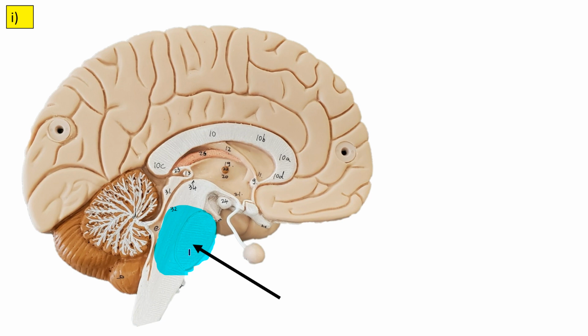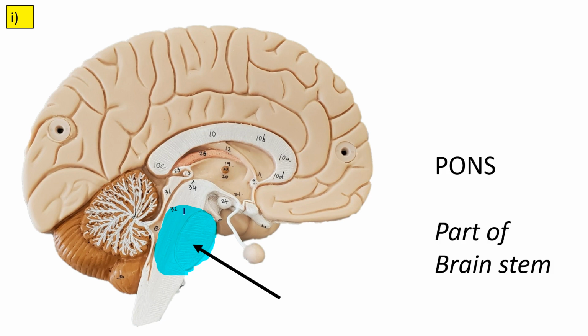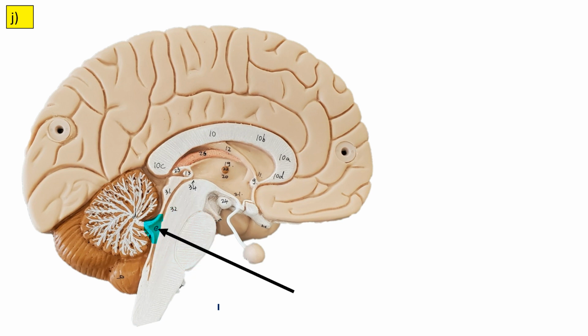Okay, letter I. This is part of your brain stem. The best way to help you see where this is, this is the pons. This area right here is part of the pons. Notice it's bulgy right here. Okay, it bulges. So if you can identify the pons, then you can identify the part of the brain stem above the pons and the part of the brain stem below the pons. So the pons is kind of your landmark of the brain stem.